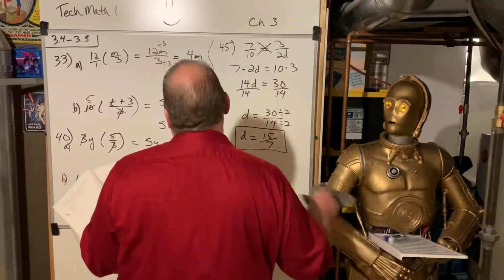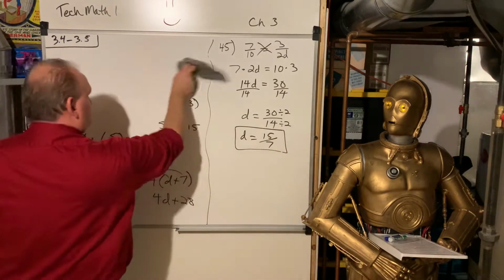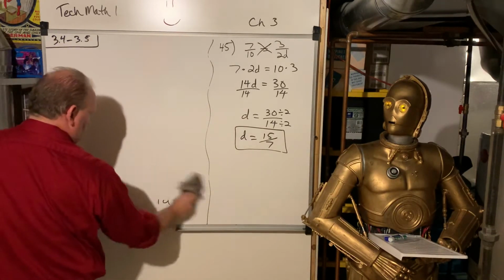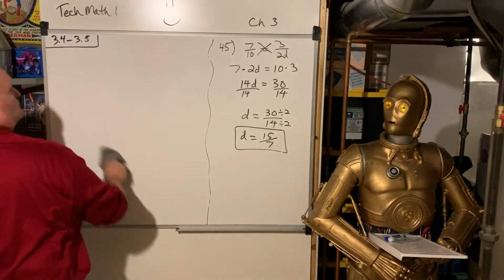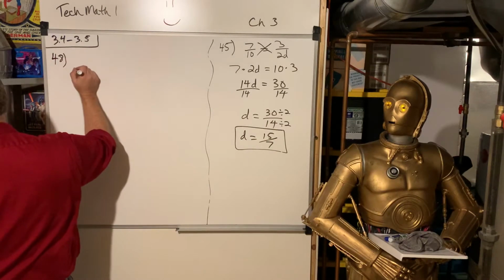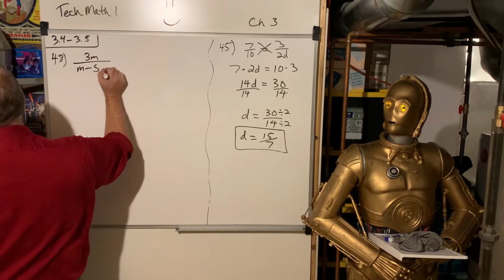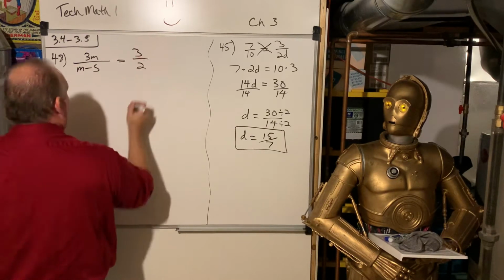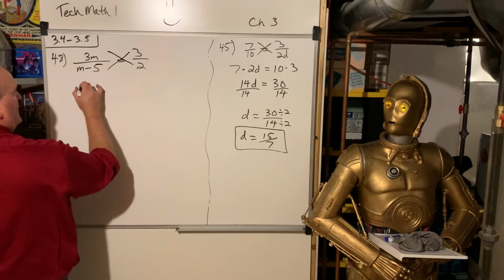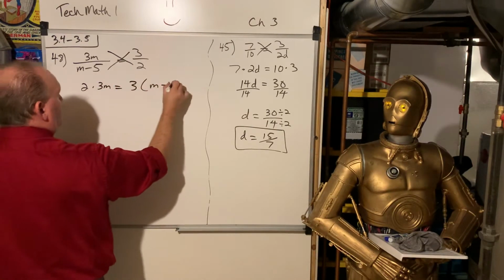What else are we going to do? We're going to do 48. That's going to take up some room. We'll put it over here. So 48 looks like this. We got 3m over m minus 5 equals 3/2. So we are going to cross multiply and solve. So I got 2 times 3m is equal to 3 times m minus 5.